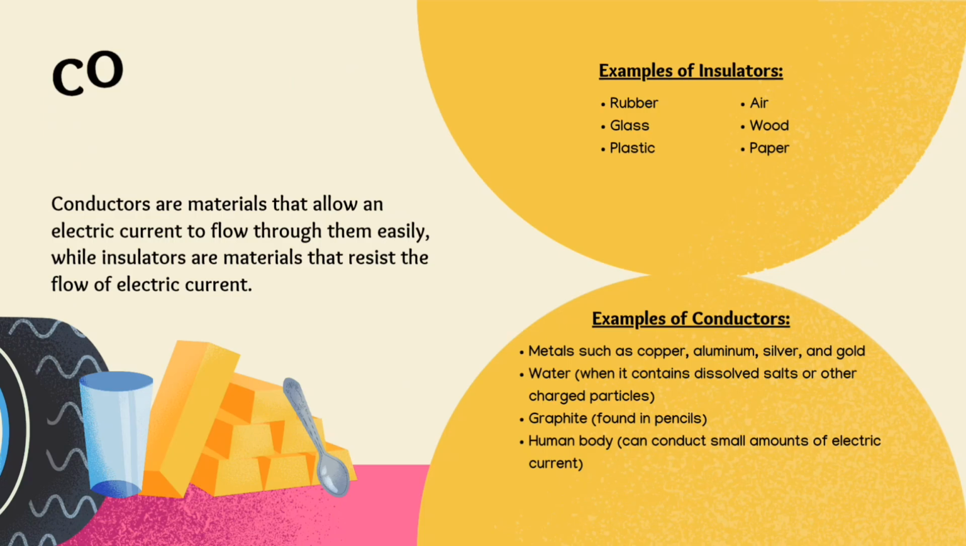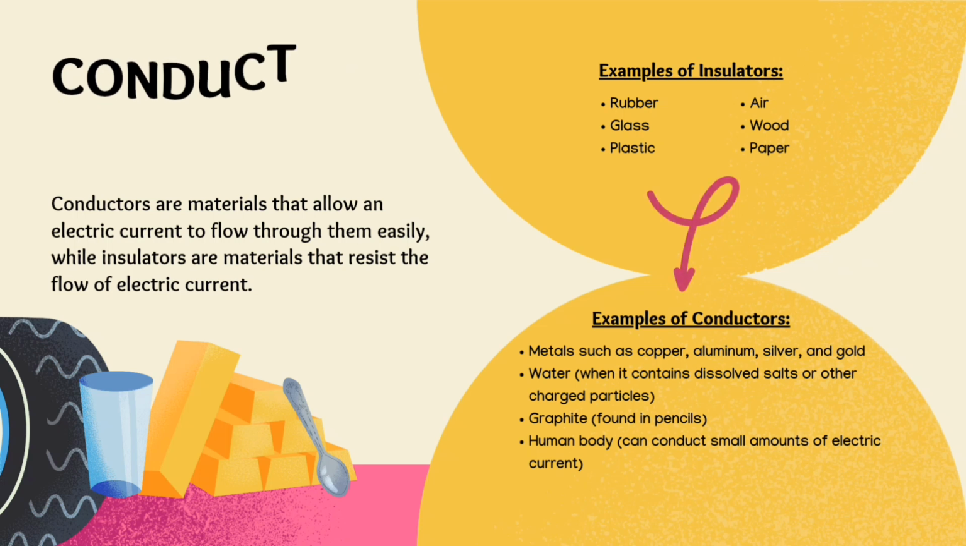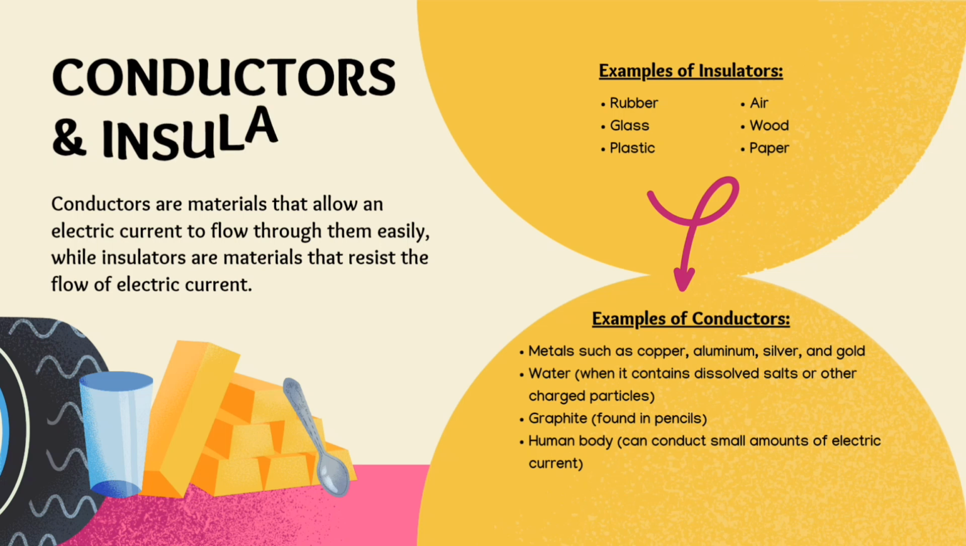Now we will study about conductors and insulators. Conductors are materials that allow an electric current to flow through them easily, whereas insulators are materials that resist the flow of electric current. Examples of insulators: rubber, glass, plastic, air, wood and paper, whereas examples of conductors are metals such as copper, aluminum, silver and gold. Water, when it contains dissolved salts or any other charged particle. Graphite, found in pencils, and the human body can conduct small amounts of electric current. That's why humans get electric shock.